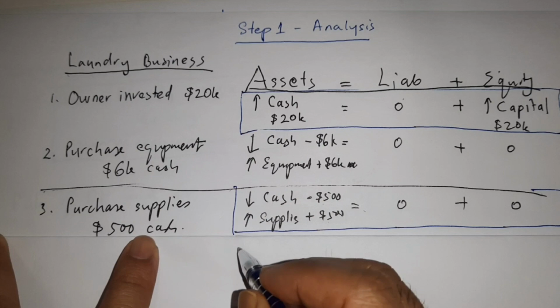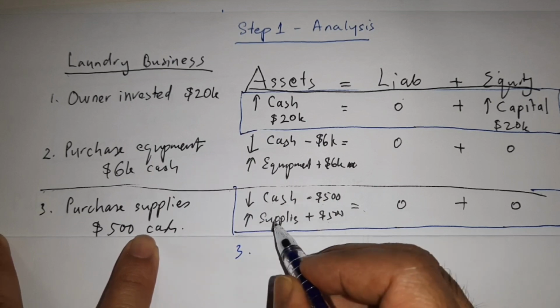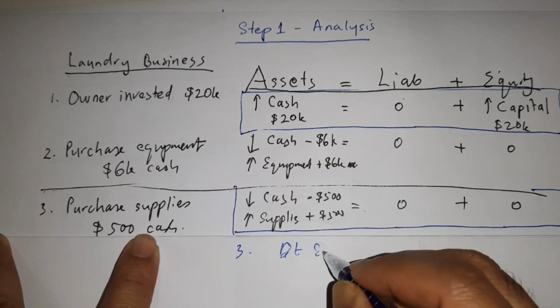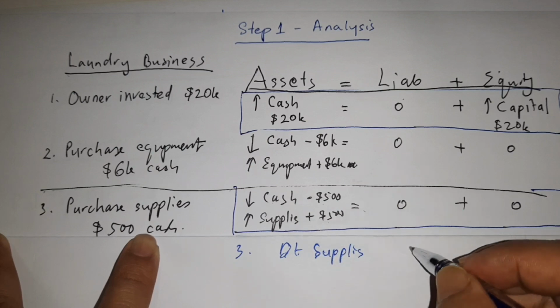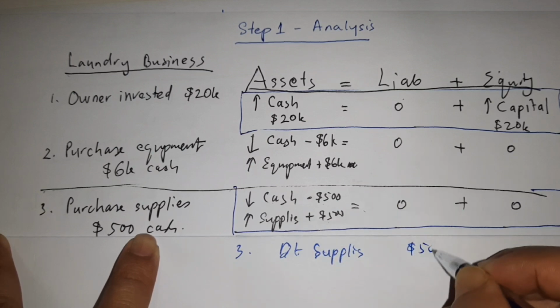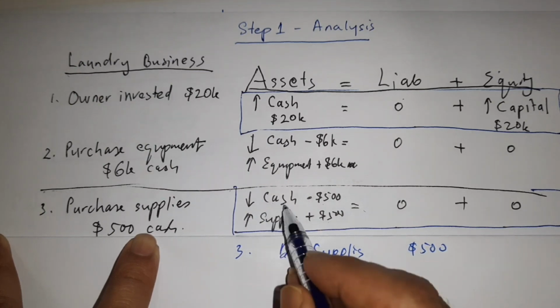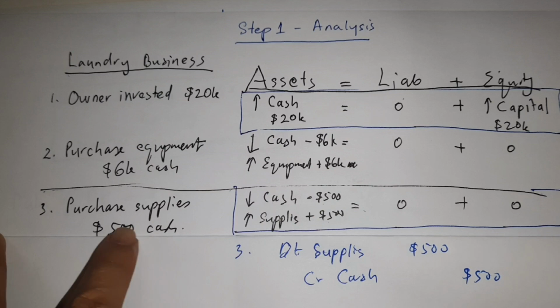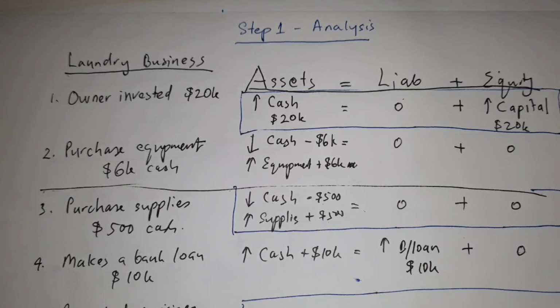So the journal entry is like this, the date, and then asset increases, you debit. So debit account supplies. The amount is 500. Asset decreases, you credit. So credit account cash. Credit account cash 500. Very easy. Okay, and then you check the transaction number 4.